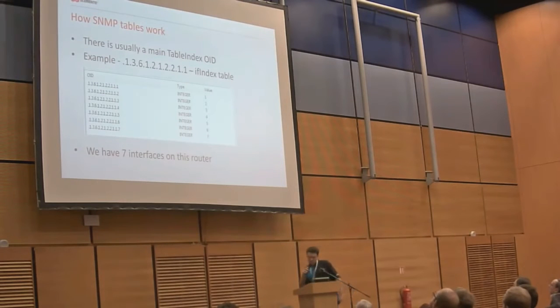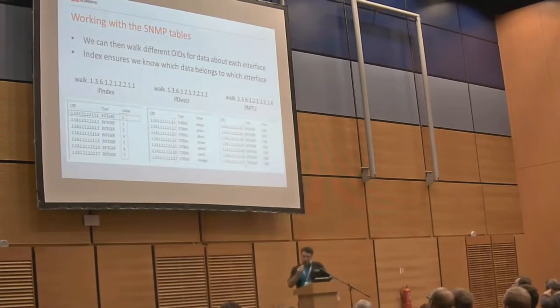So how do SNMP tables actually work? There is usually a main table index OID. For example, this OID is the interface table index. If we walk the index, it will give us 1 through 7, which means we have 7 interfaces on this router. And we can then walk different OIDs to get different data about each interface. The index simply ensures that we know which data belongs to which interface.